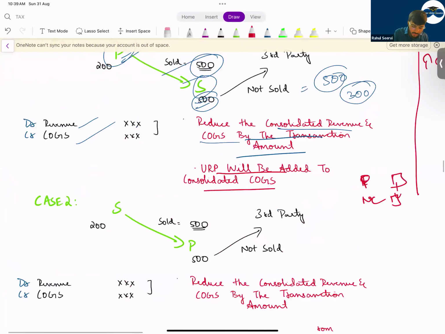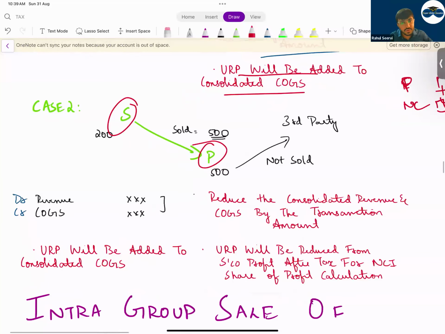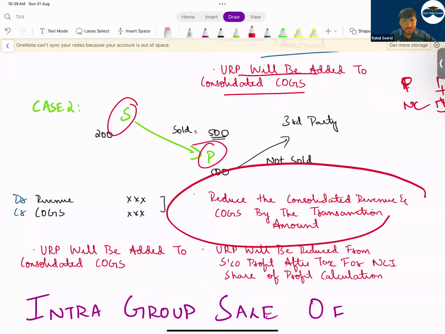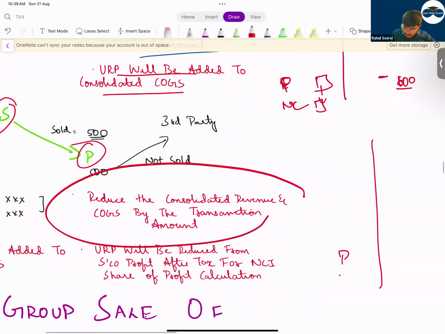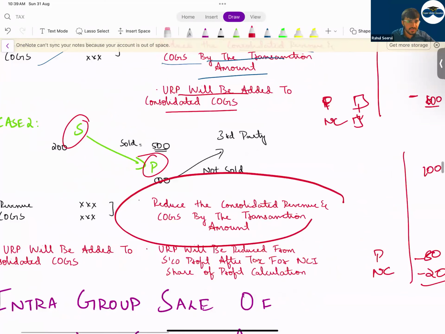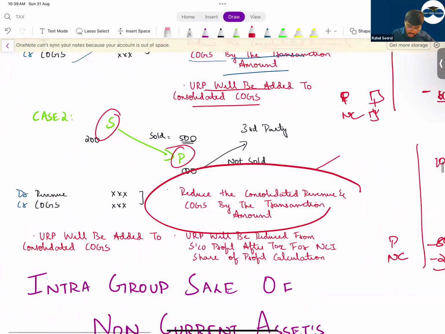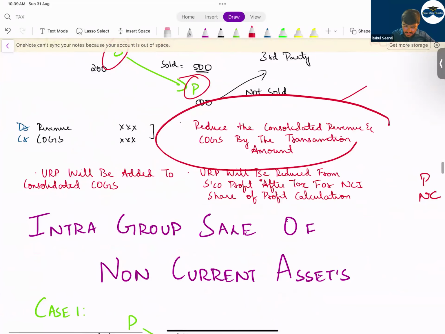Second case, subsidiary to parent company, sir. Subsidiary selling to parent, sir. Then what will happen, sir? You will reduce the consolidated revenue and cost of goods sold by the transaction number. Now the URP should be allocated to parent and NCI. Out of 100, 80 will be reduced for parent and 20 will be reduced for NCI. Vertical adjustment. I hope there should be no doubts in this one. See, URP will be deducted from the profit after tax for NCI calculation. URP will be added to cost of goods sold.